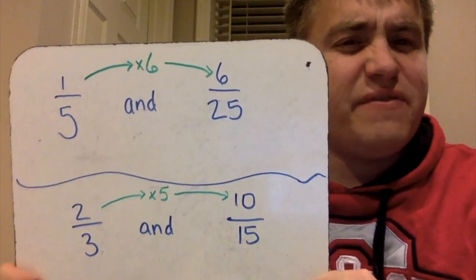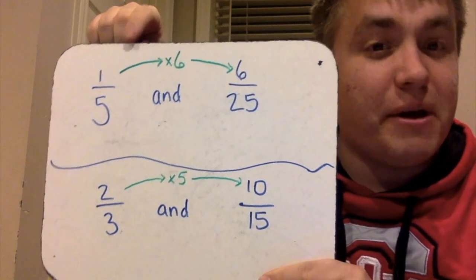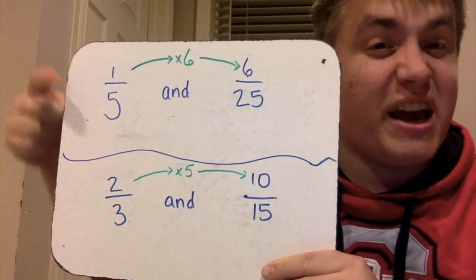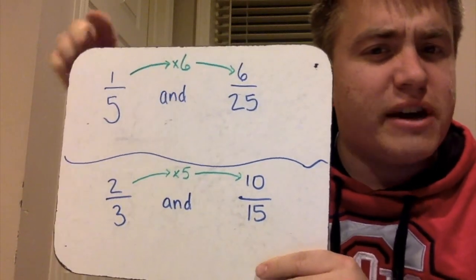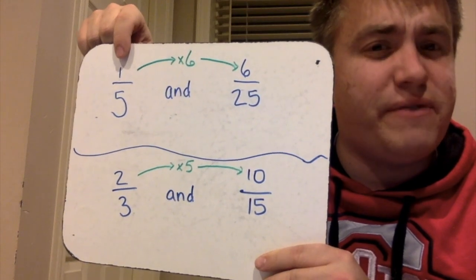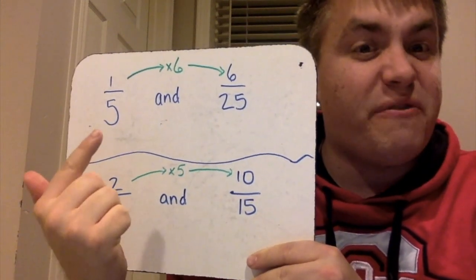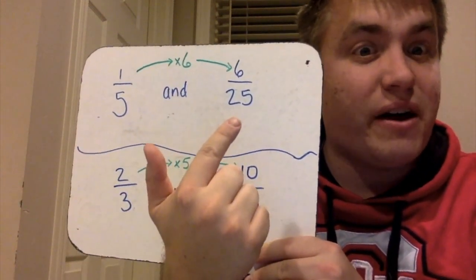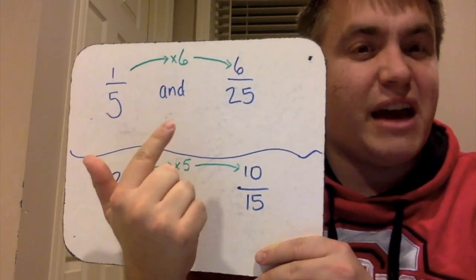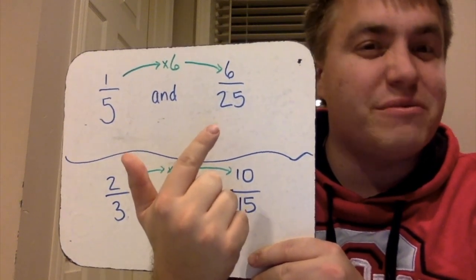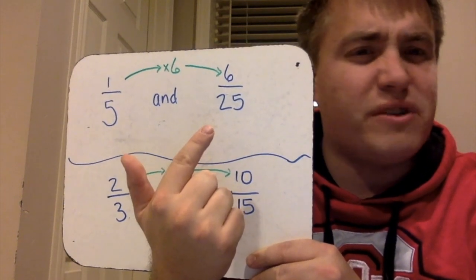All right, just like any of these other problems that we've been working on today, I'm looking for one specific number to multiply my numerator by and my denominator by. And if that one specific number is the same, then the two fractions are equivalent. Starting with this top one, 1/5 and 6/25, I know that 1 times 6 equals 6. So if I can multiply 5 times 6 to get 25, then these are going to be equivalent. But sadly, we know that 5 times 6 doesn't equal 25. It equals 30. So in this case, 1/5 and 6/25 are not equivalent fractions.